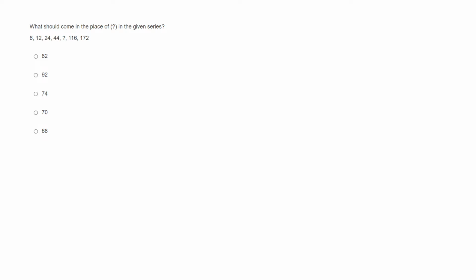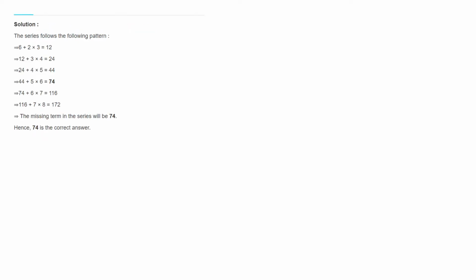Okay, let's check the logic once. So I told you, sometimes you may get a combination here. See, for the first number he is adding 2 into 3. Then for the next number he is adding 3 into 4. For the next one 4 into 5, 5 into 6, 6 into 7. That means every time he is multiplying the previous number with the next number to get your next number. So for example, if you take the starting number, he is multiplying 2 with 3.